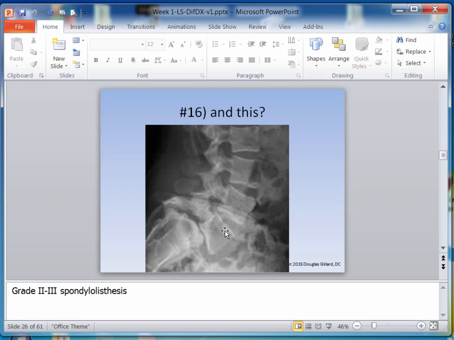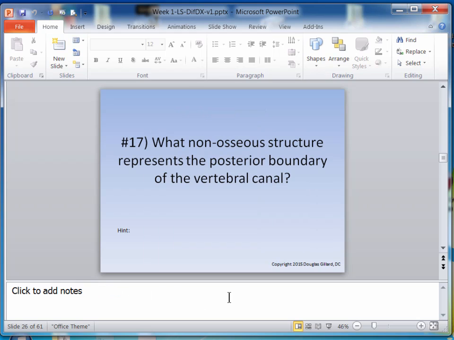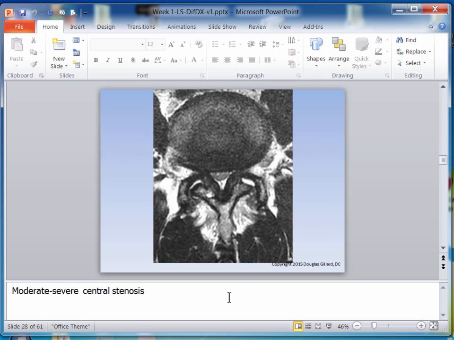So this is obviously a what? Spondylolisthesis. It's grade 2, even a grade 3. So make sure you call it a grade 2 or grade 3. I'll accept either answer, but make sure you call it a spondylolisthesis.